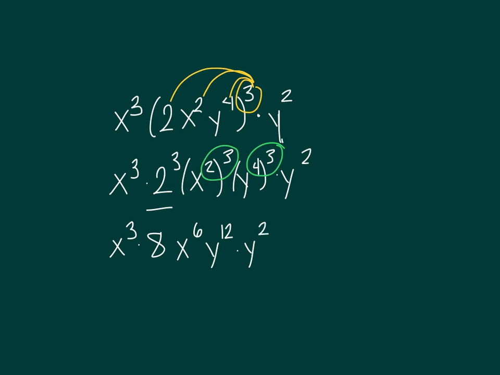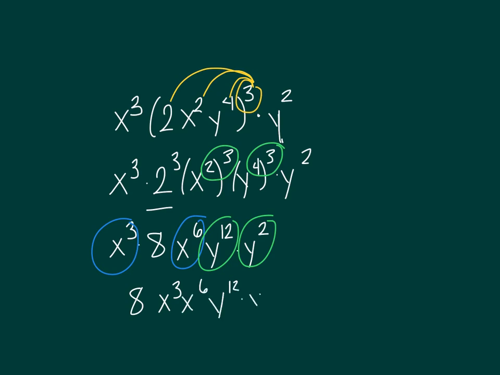Now once again, you'll see that we have x cubed and x to the 6th, and everything's being multiplied. We have y to the 12th and y squared, everything's being multiplied. So I'm going to rearrange all that. I'm going to put the coefficient first, then the x's, and then the y's. And then, because everything's being multiplied, the same bases, we add our exponents. So we still have the 8. We're going to have x to the 9th, because you have 3 plus 6, and we have y to the 14th. And that's pretty much it.